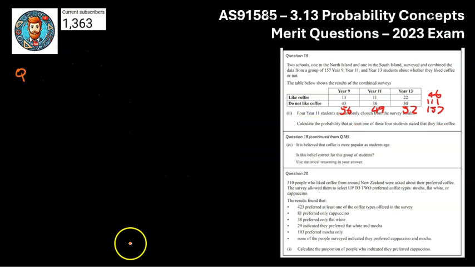Okay, we're now into question number 19, and this one carries on from the data that we had above. It is believed that coffee is more popular as students age. Is this belief correct from the group of students? Use statistical reasoning for your answer.